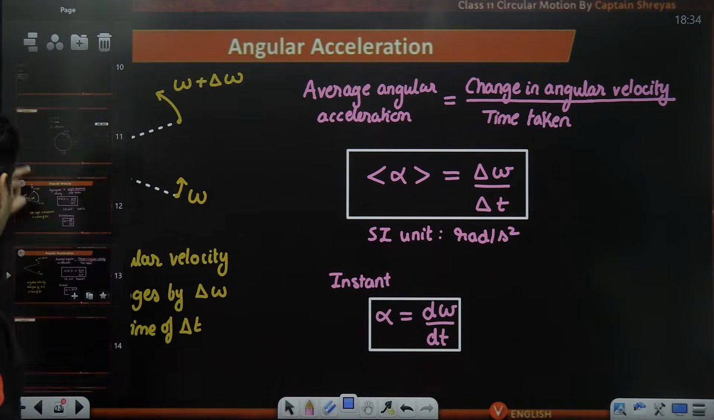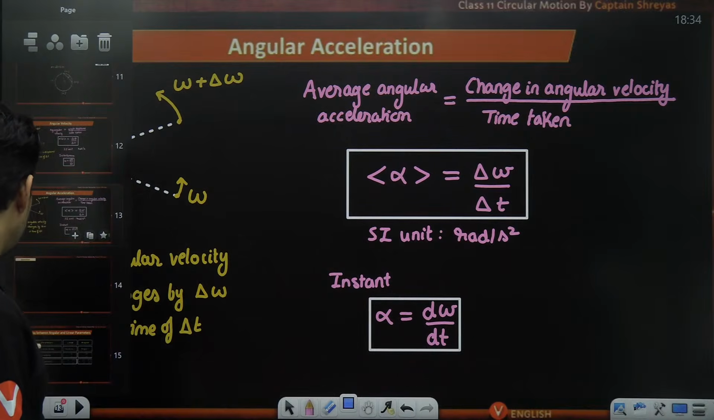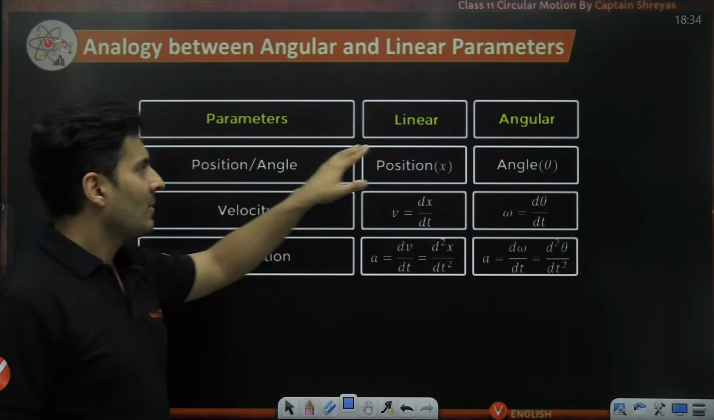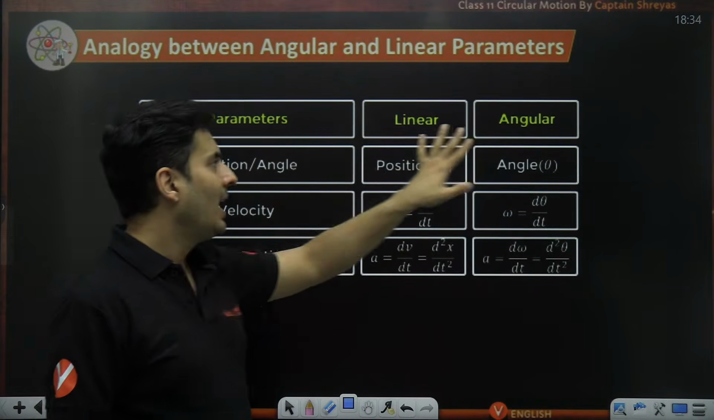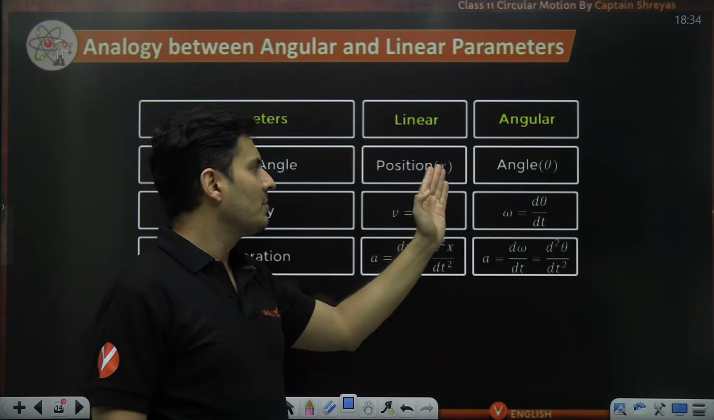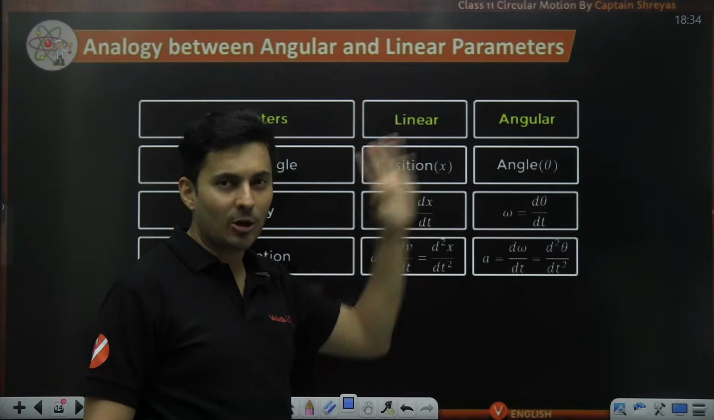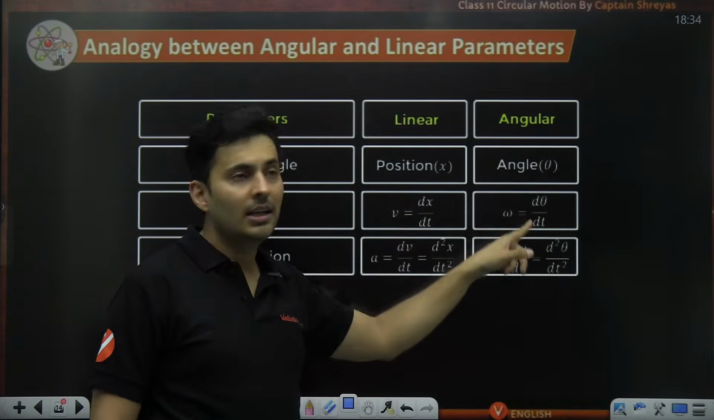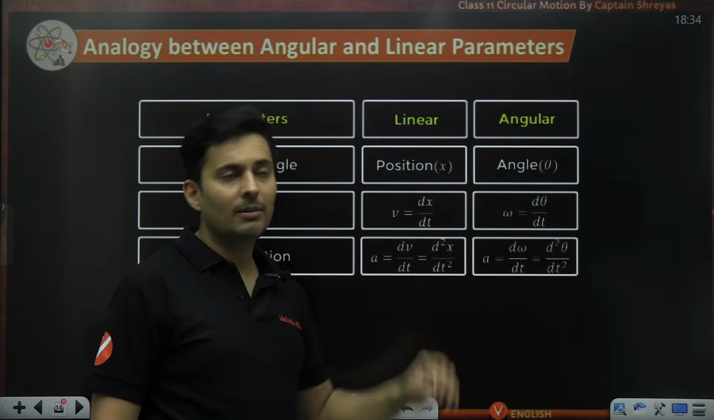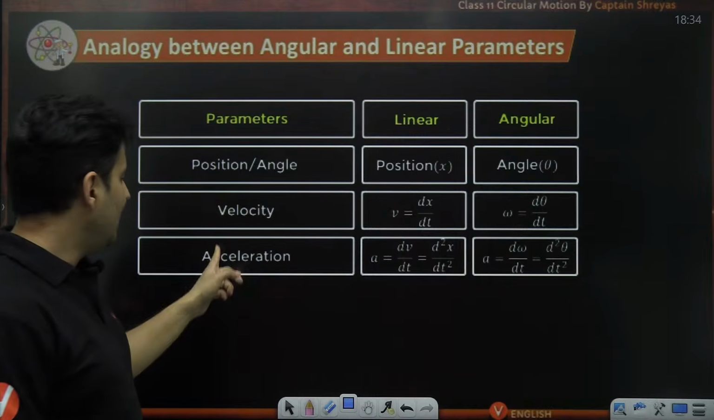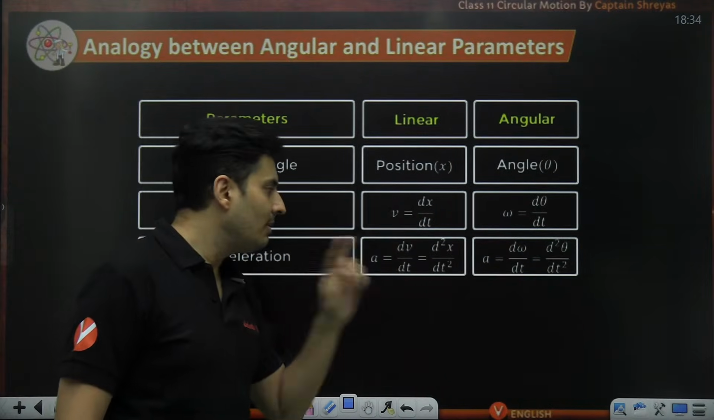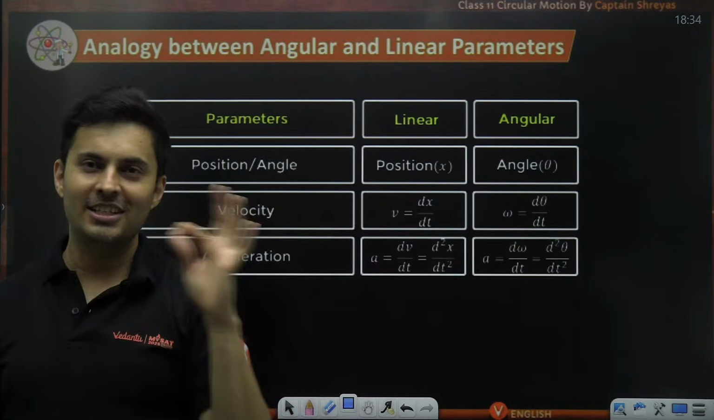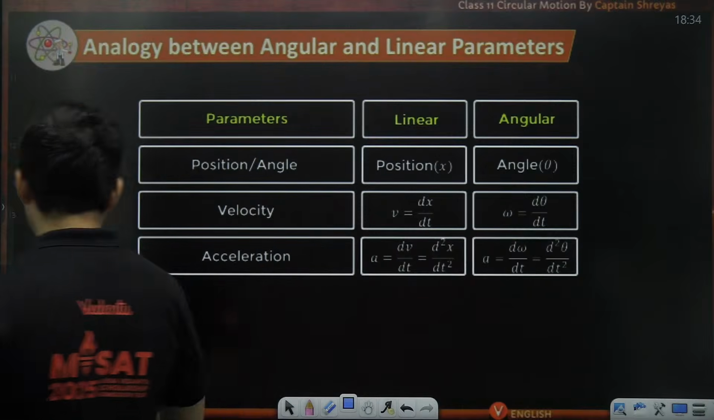All right, now it's a good time to compare both of them together. Position in linear motion; here we have angular position. Change in position is displacement; here change in position is angular displacement. Velocity in linear motion is dx by dt. Here in circular motion, you have d theta by dt, which is omega. Acceleration in linear motion is dv by dt, but in angular sense, it is alpha, which is d omega by dt. Very simple and straightforward.